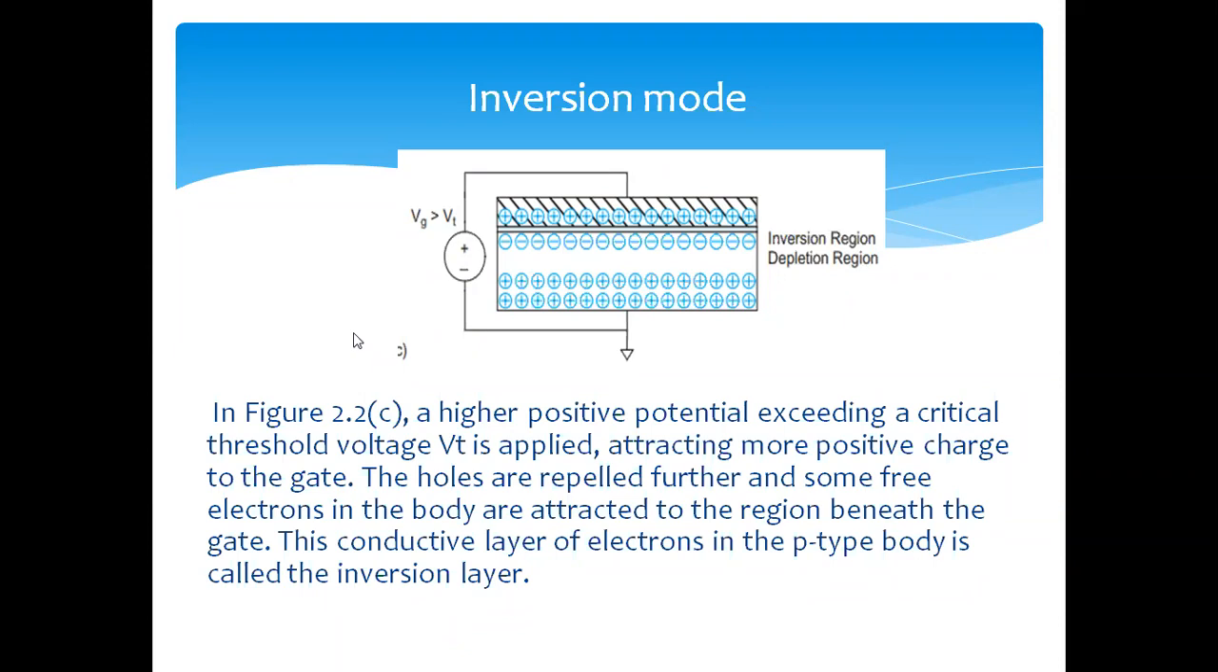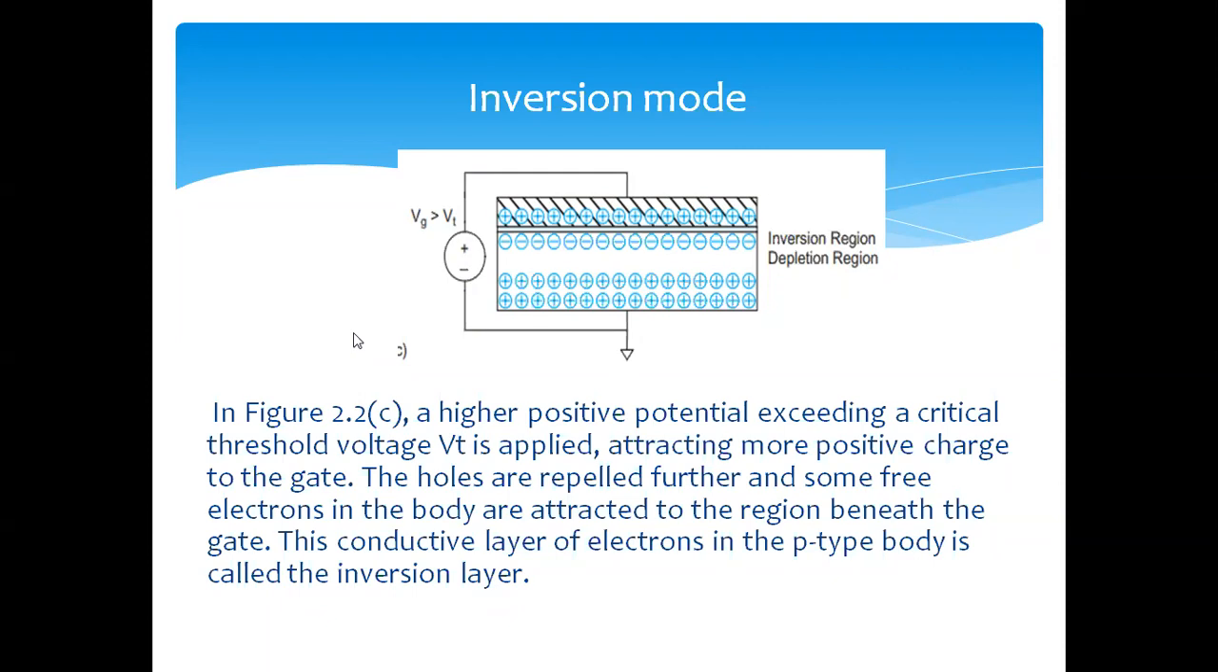Now this conduction layer of electrons in the p-type body is called the inversion layer, right? This conduction layer of electrons, which are now gathered or accumulated beneath the gate, and holes are repelled away from the gate, this action is nothing but the inversion mode of a MOSFET or MOS transistor, you can say. Clear with this?